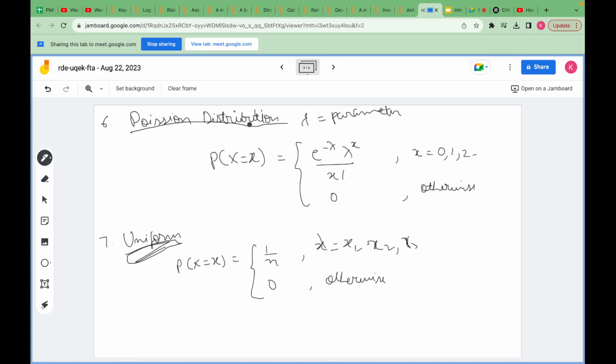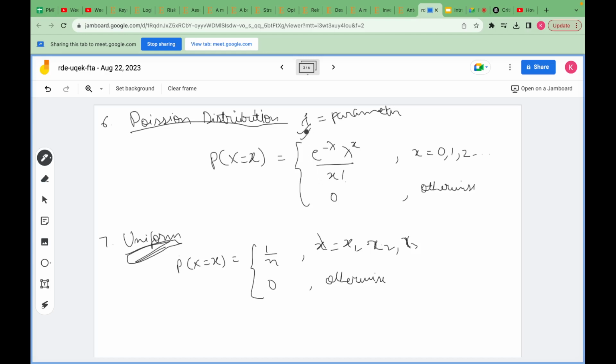The important distributions are the Poisson distribution and the uniform distribution. The Poisson distribution is generally used for calculating the number of customers arrived, or number of patients arrived, or any number of people arrived at any place, like hospitals, banks, schools, colleges, stations. It calculates the total number of customers or passengers arrived at any place, and the probability mass function is e to the power minus lambda, lambda to the power x, upon x factorial. Here lambda is the parameter.